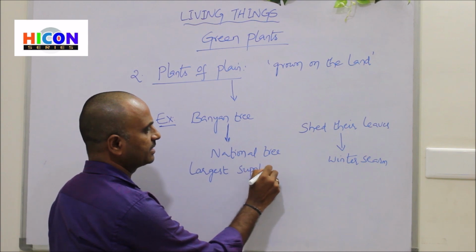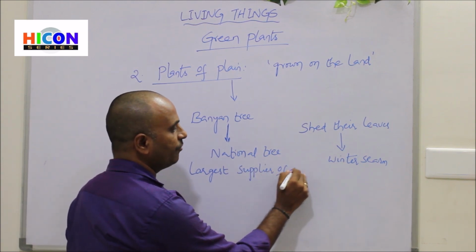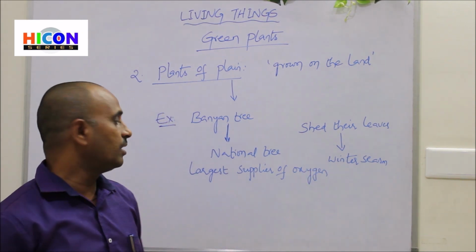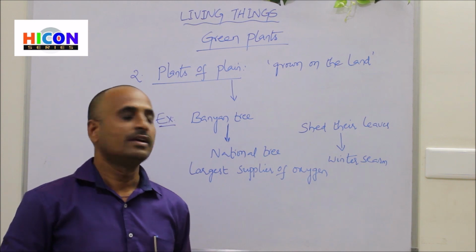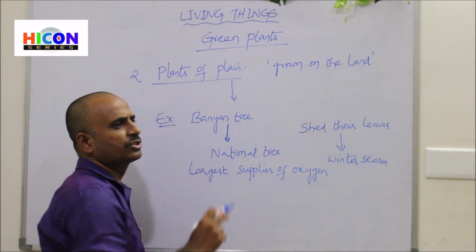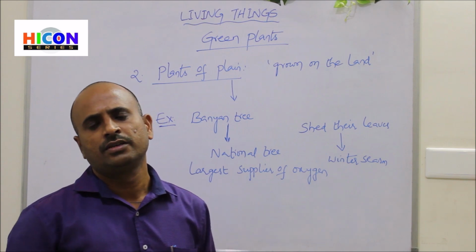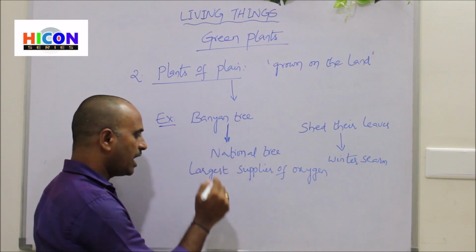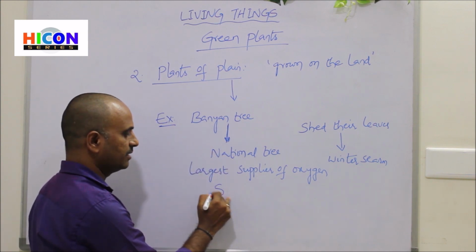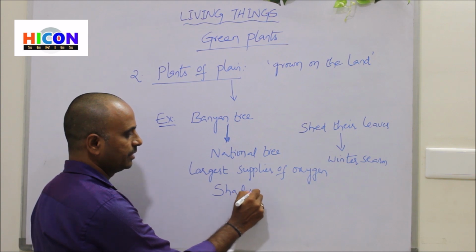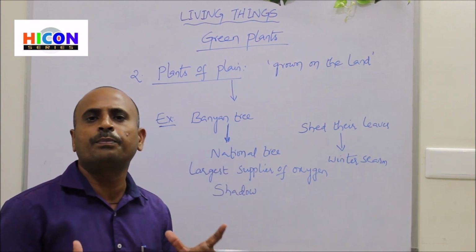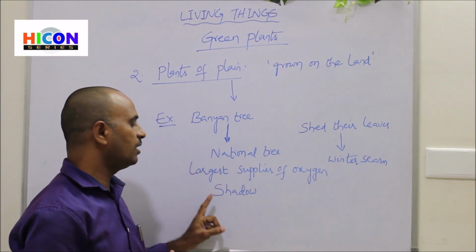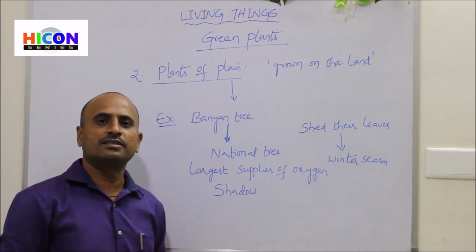That means banyan tree supplies more quantity of oxygen than other plants. So that's why this is one of the largest suppliers of oxygen. And banyan tree grows to a large size, so it gives shadow to the people in summer season. It gives shadow and protects the people from the hot sun. So it is a source of shadow during summer seasons.